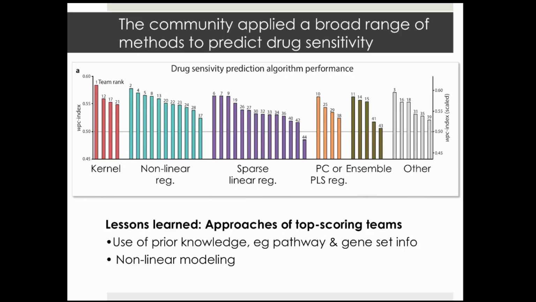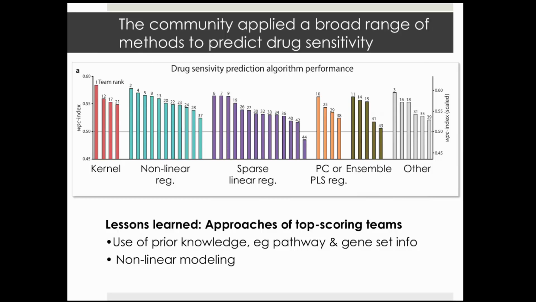Here's a distribution of all the scores once we sort them by the algorithm used, where in red, each of these bars represents the score from an individual team, where the height of the bar is the weighted probabilistic concordance index, and they're sorted by method and then also by score. And really, if we look and try to find patterns based on the class of algorithm itself, we don't actually find any distinction in performance based on the algorithm alone.